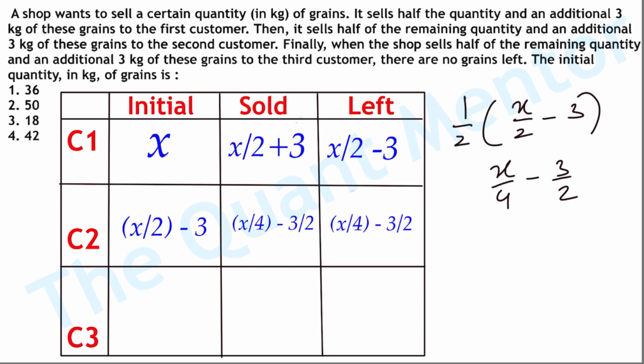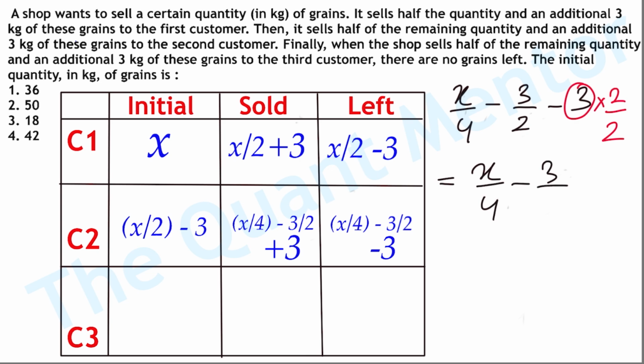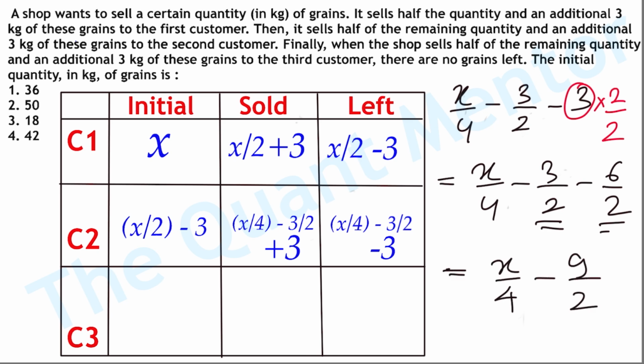And from the grains left, 3 kgs are removed and sold to the customer again. Now X by 4 minus 3 by 2 minus 3. Let's simplify this further. This 3 here, we multiply above and below by 2. So this becomes X by 4 minus 3 by 2 minus 6 by 2. Minus 3 by 2 and minus 6 by 2 add to give minus 9 by 2. So the number of grains left after the second customer left is X by 4 minus 9 by 2.